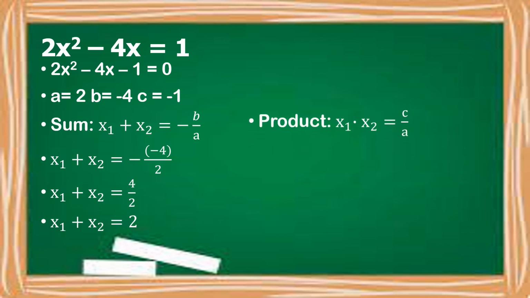For the product of the roots, we will write x sub 1 times x sub 2 is equal to c over a. Let us substitute the values. C is equal to negative 1. A is equal to 2. So we have negative 1/2 or negative 0.5. So these are our final answers. The sum of the roots is 2. The product of the roots is negative 1/2.